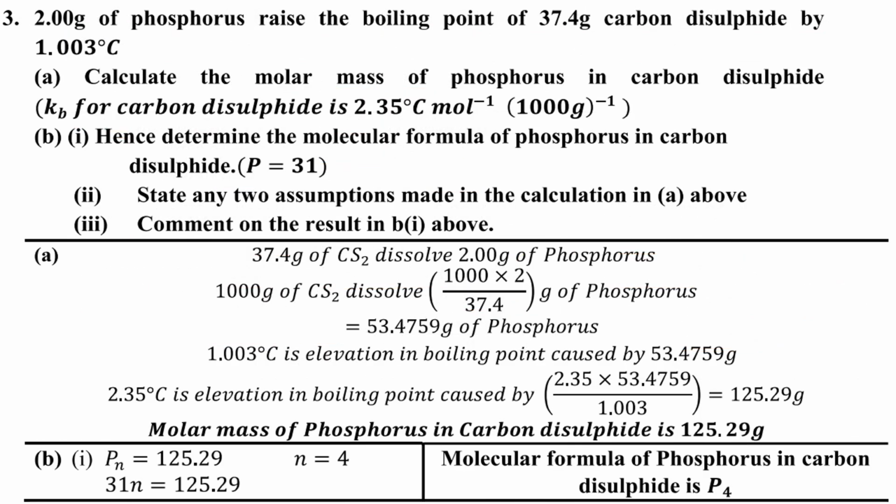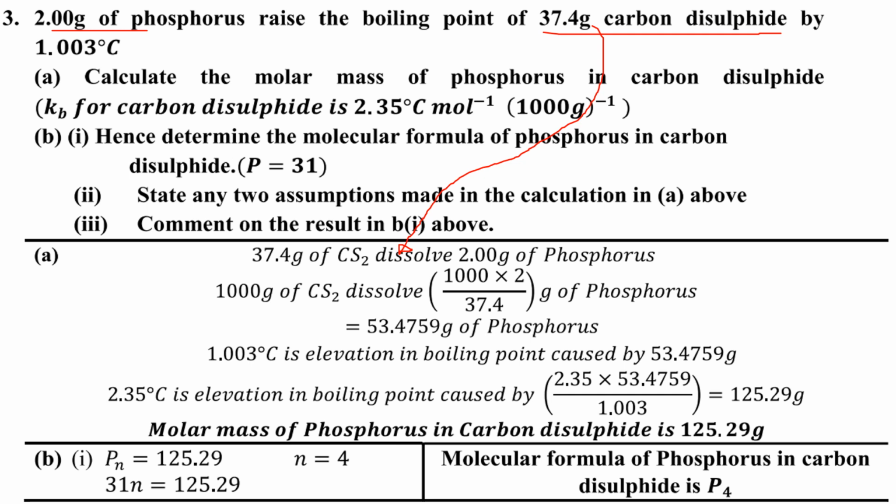Question number 3. You are being told that 2 grams of phosphorus, that means that phosphorus is your solid, raise the boiling point of 37.4 grams of carbon disulfide. That means that carbon disulfide is your solvent. Now if you are to interpret that using colligative properties, we say that this gram of a solvent, which is carbon disulfide, is going to dissolve a given gram of a solid, which is 2 grams of phosphorus.